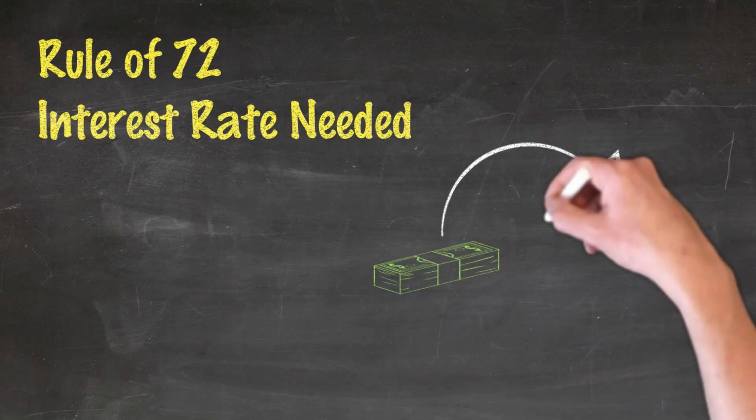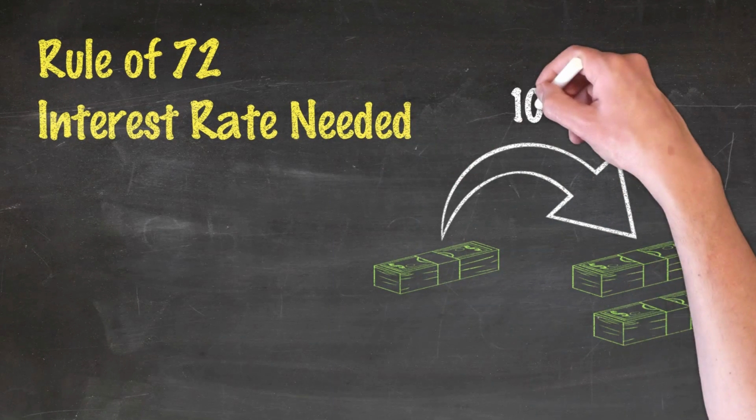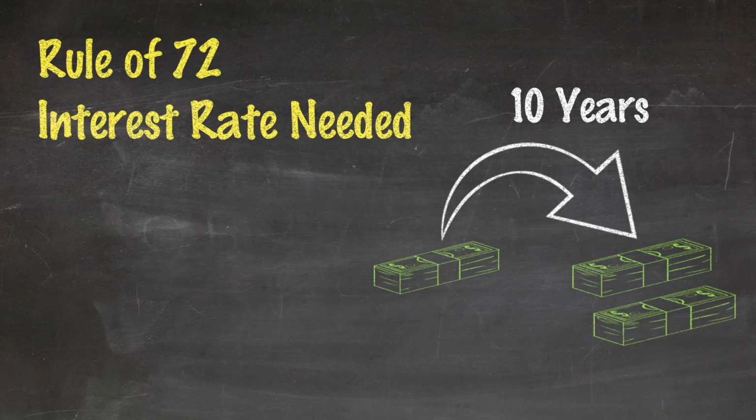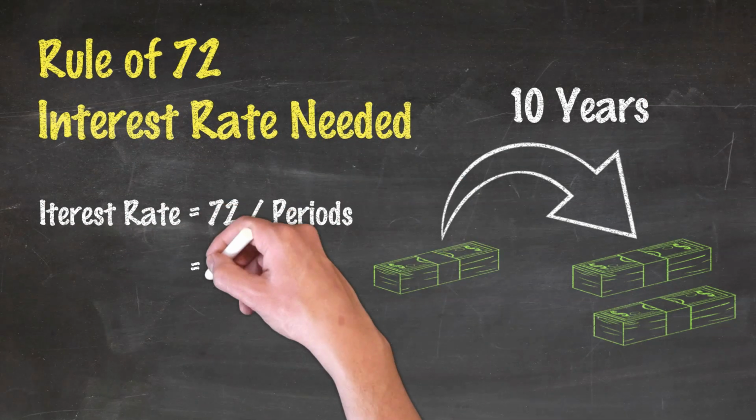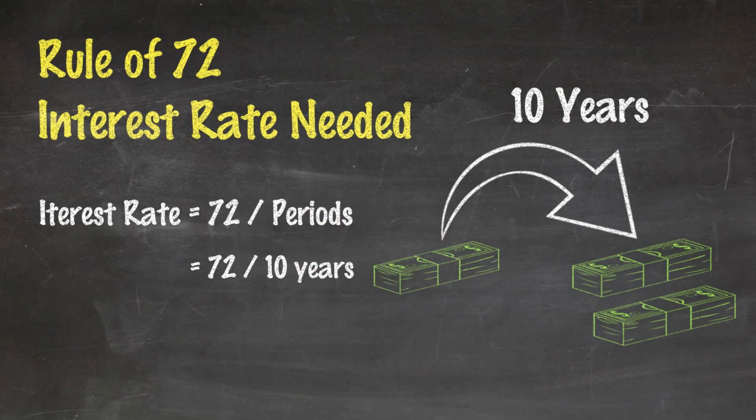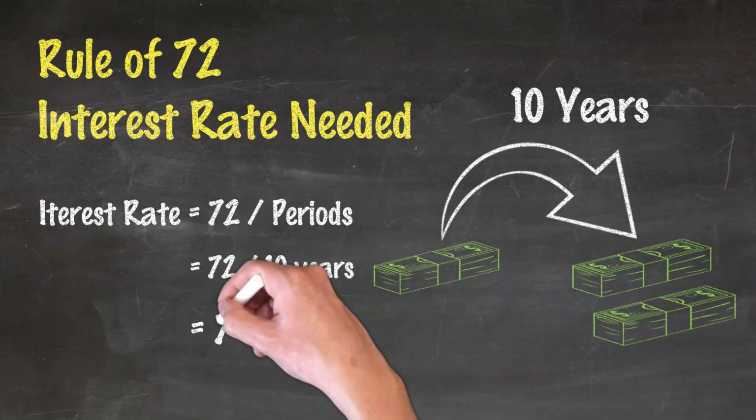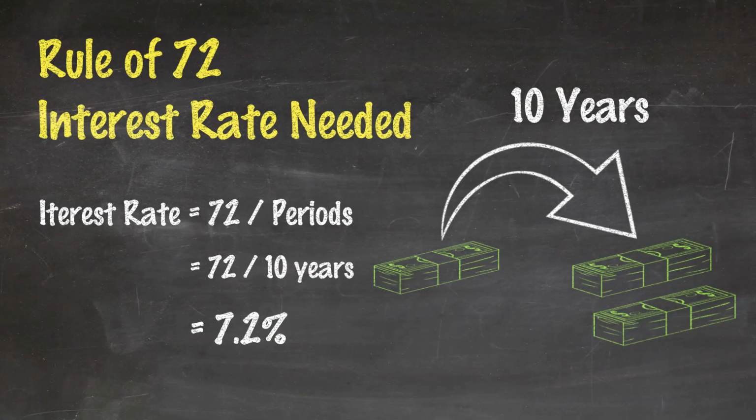We can also use the Rule of 72 to find an interest rate needed to double money. So let's say that you need to double your money in 10 years. What kind of interest rate do you need to get? Well, if that's the case, you would take 72 divided by 10 years, 72 over 10, and you would say 7.2%. So we know if we have 10 years, we would need to earn 7.2% to double our money.